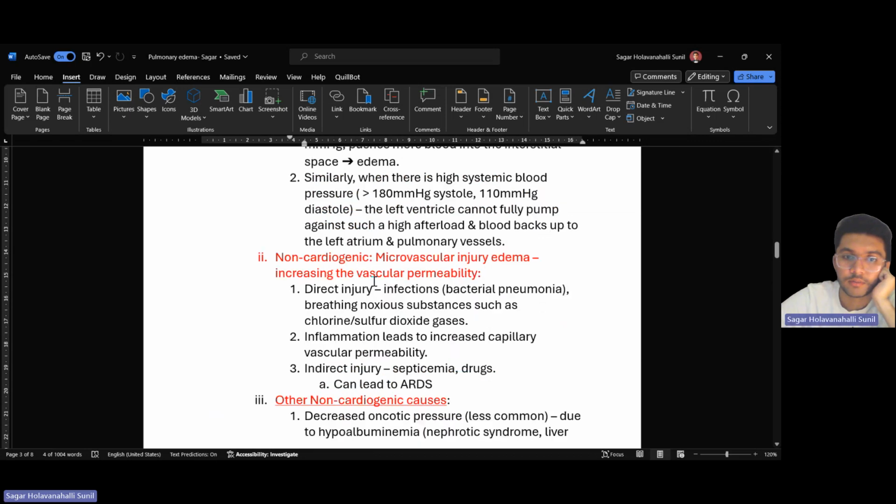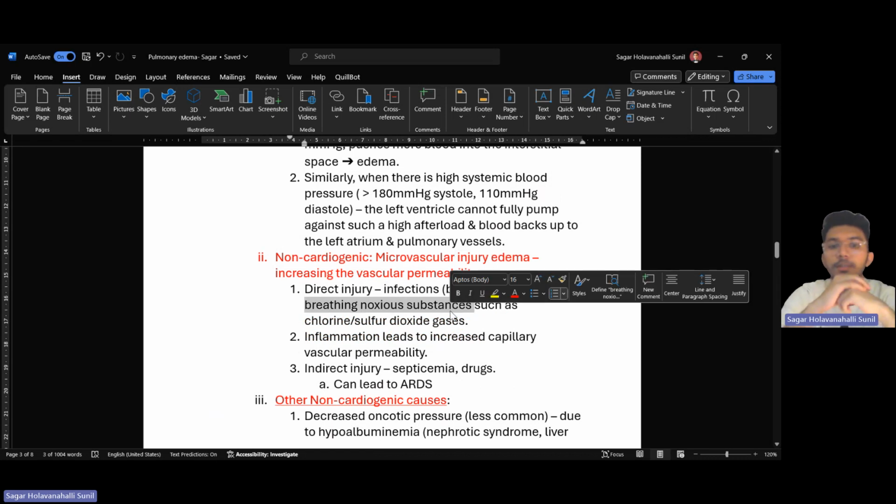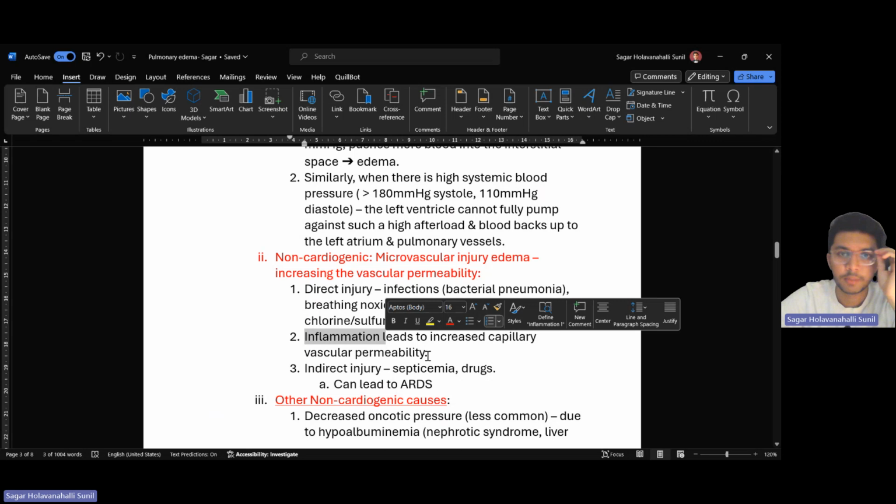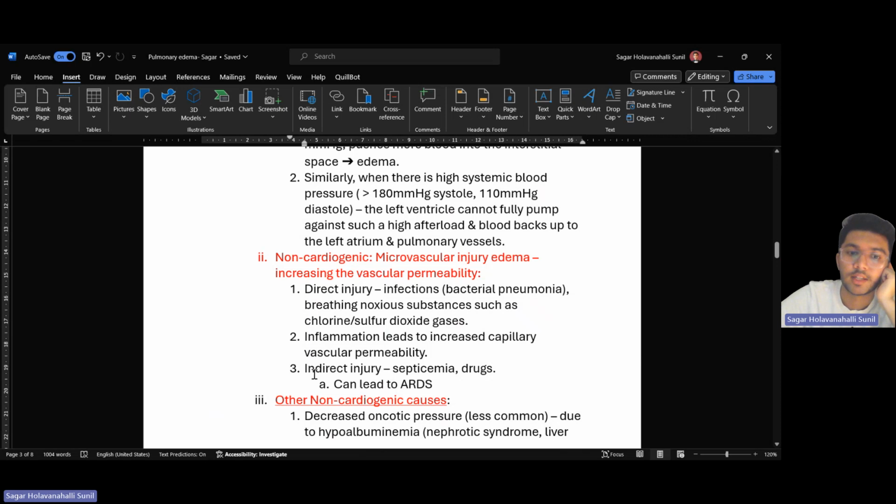All right. So, non-cardiogenic. So you have infections or some noxious substances which will directly cause injury to the septa, right? And that will result in inflammation. And we know that in inflammation, there's increased vascular permeability. Therefore, the capillaries will be more permeable, and therefore the fluid will then get accumulated within the septa. And then again, if there's too much damage or too much accumulation, the fluid from the septa goes into the alveolar space. You can also have indirect injuries such as septicemia and drugs, again, which eventually will lead to damage to the endothelium, increased permeability, and then into the alveolar space.